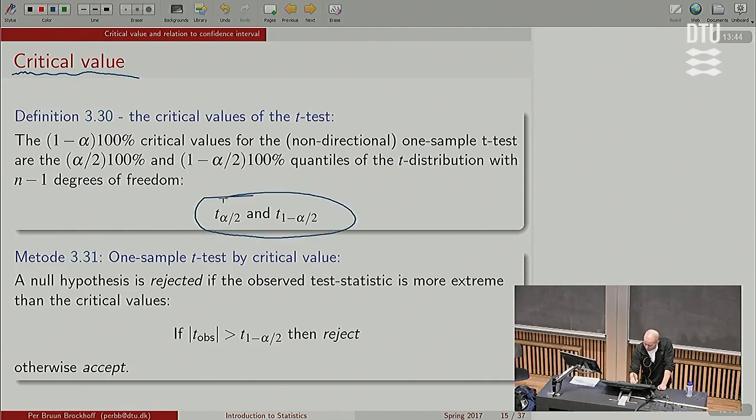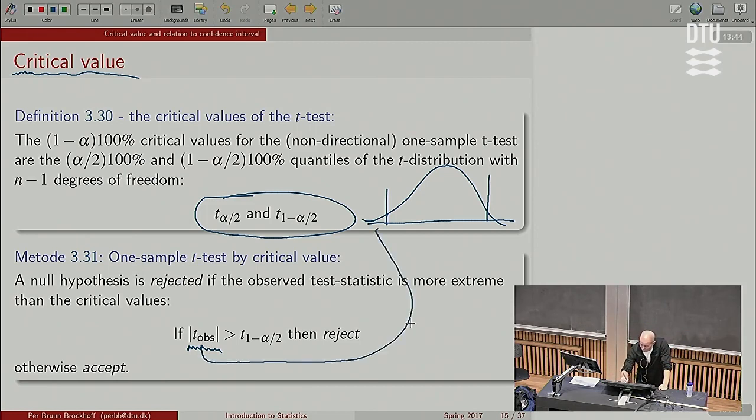These are the percentiles that we know very well from last week, but now we call them critical values for the hypothesis test. Because these are exactly those values, such that if you observe a t-test statistic, which is the relative difference between data and hypothesis, and this observed discrepancy is more extreme than these 5% expectations of the t, called the critical values, then we reject.